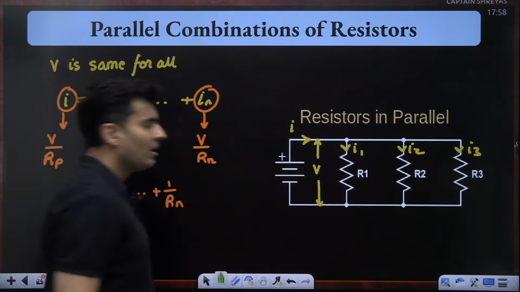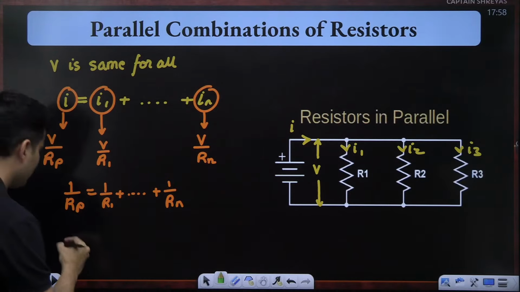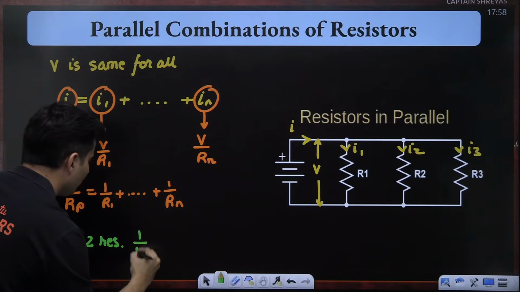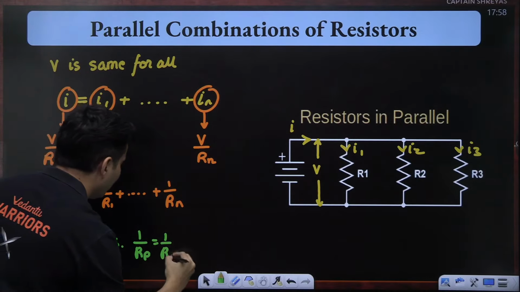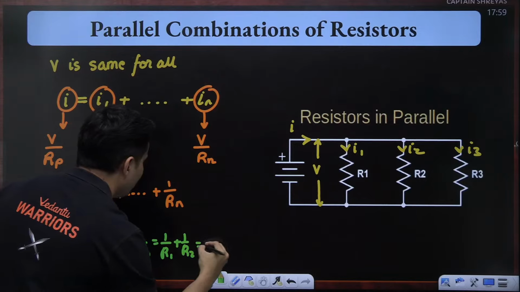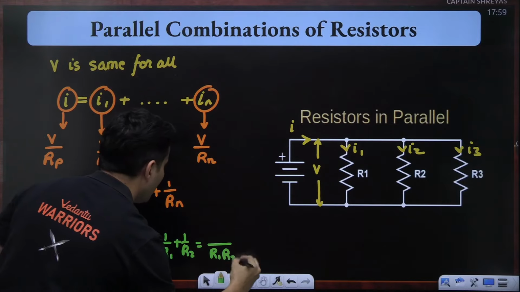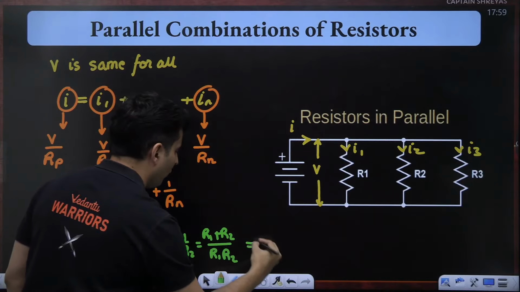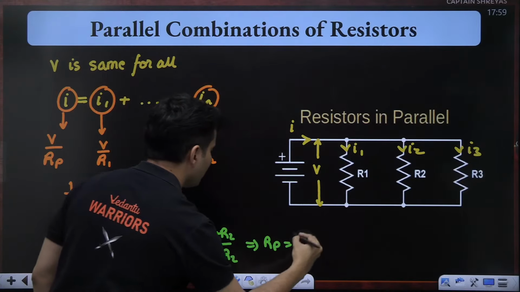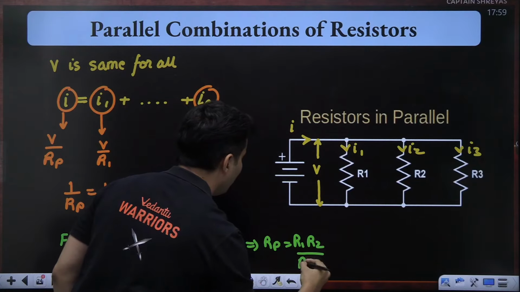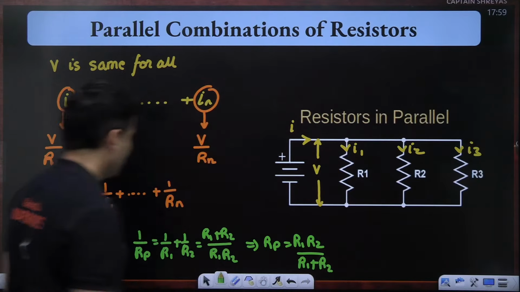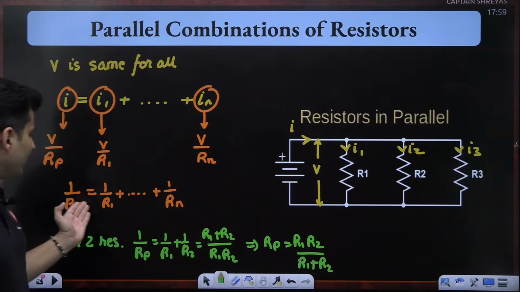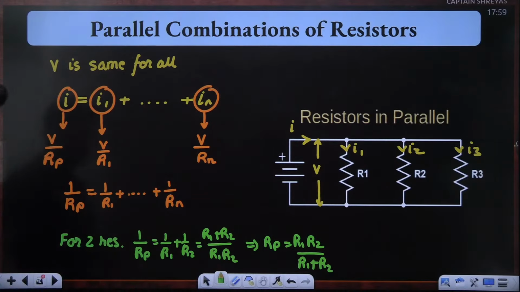Now keep in mind, for two resistances, 1 by Rp will become 1 by R1 plus 1 by R2, which is nothing but, taking LCM, R1 R2, and here you will have R1 plus R2. So taking reciprocal, what you get is Rp is nothing but R1 R2 divided by R1 plus R2. This is only for two resistances. If there are more, then you cannot use this formula. You will be forced to use this reciprocal formula.